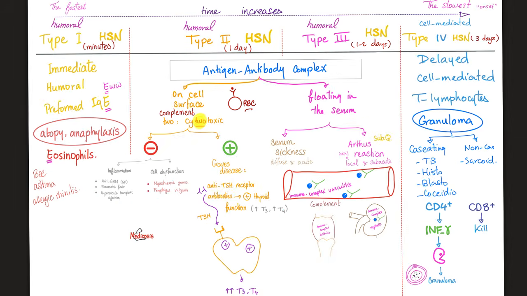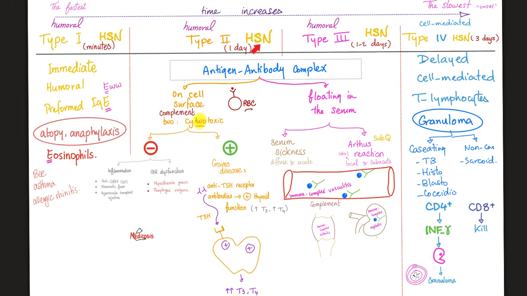Here is a quick overview of the 4 types of hypersensitivity. Type 1, immediate, okay, within minutes, alright? Humoral immunity, which means antibodies, such as IgE. Immediate, humoral, preformed antibodies. Remember, IgE is ew. What do you mean by ew? Allergy, anaphylaxis, atopy, asthma, eosinophil, ew, bee sting, ew.